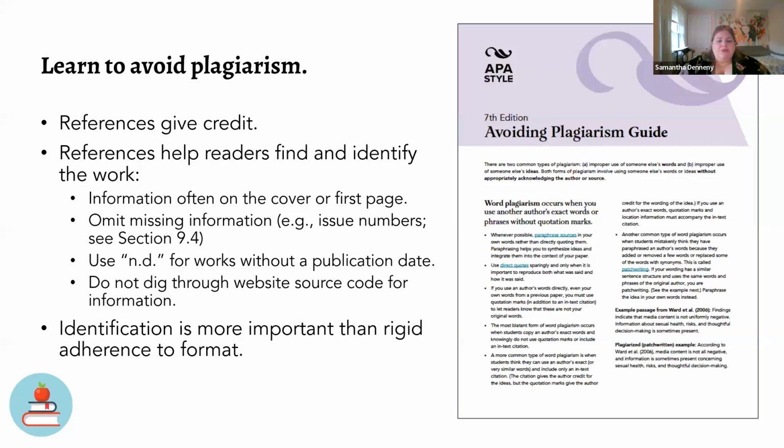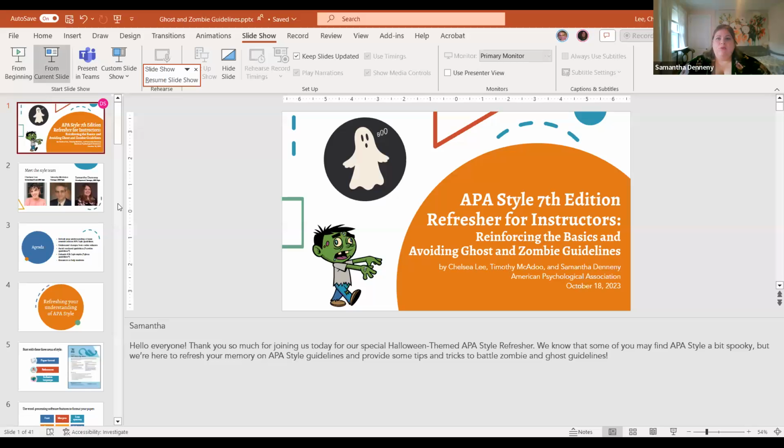The information in your reference should correspond to what readers will actually see if they visit the reference. Remember, identifying the reference is more important than the rigidity of format. If information is missing, we have guidelines for that. For example, if there's a missing date, use ND instead in the reference and in-text citation, which stands for no date. Or if a journal article doesn't have an issue number, simply omit it. We sometimes refer to this advice as cite what's there.